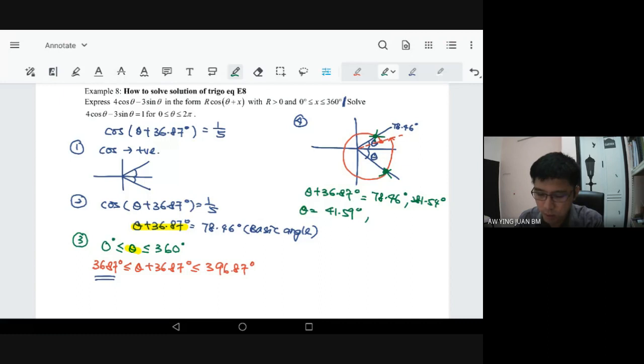Continue. 281.54 minus 36.87. So saya dapat 244.67. Okay, 244.67. Settle? So kalau you kena tengok soalan lah. Dia nak dalam bentuk radian. So multiply with the pi and then divide with 180. So my answer is 4.27 radian. Another one is theta is equals to 0.726 radian.